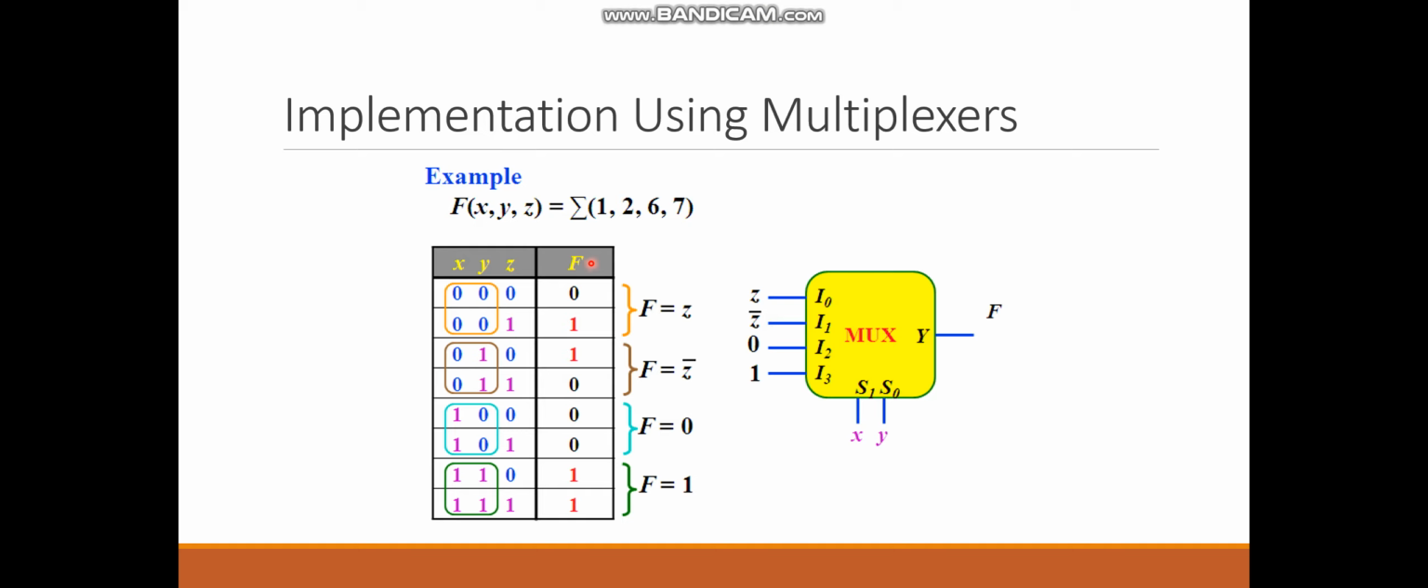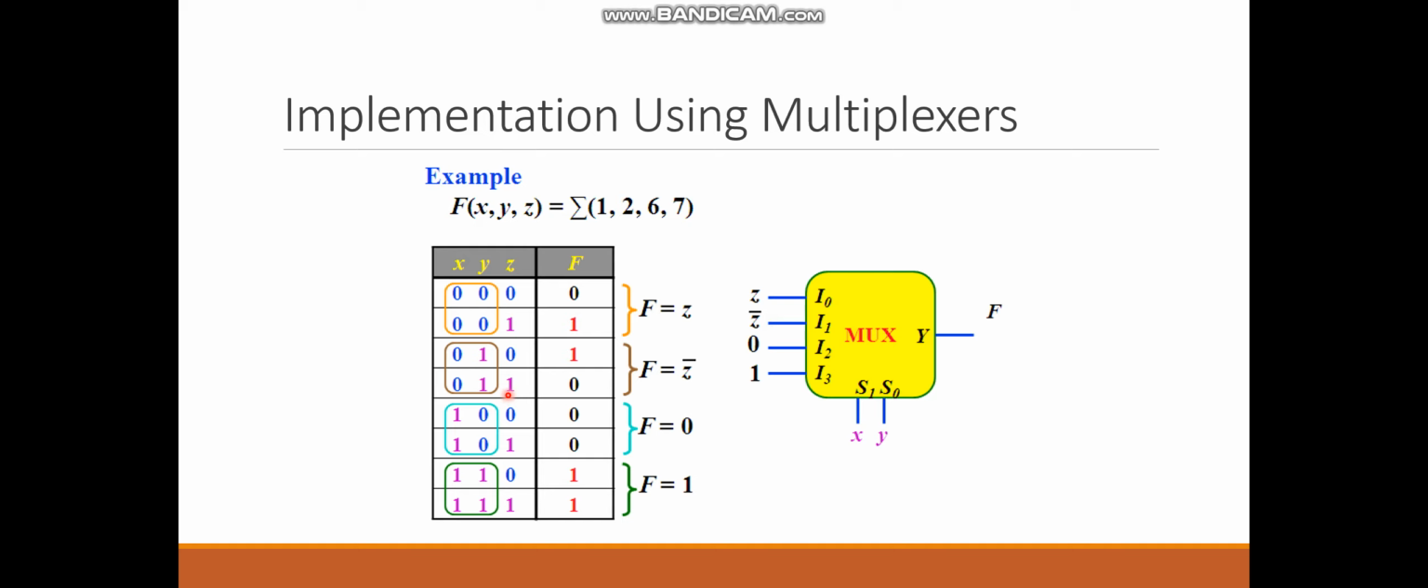So the output is F. In this case, when the selectors are 0, 0, the data input is 0 and the output is 0. The input is 1 and the output is 1. That means F equals Z, right? But in this case, 0, 1, X is 0, Y is 1. If Z is 0, F is 1.